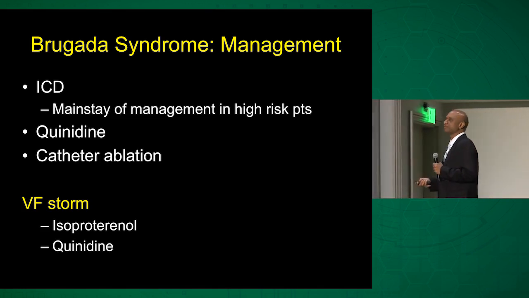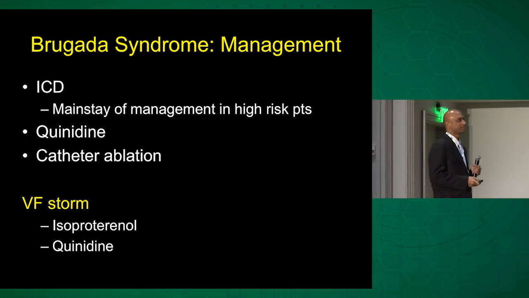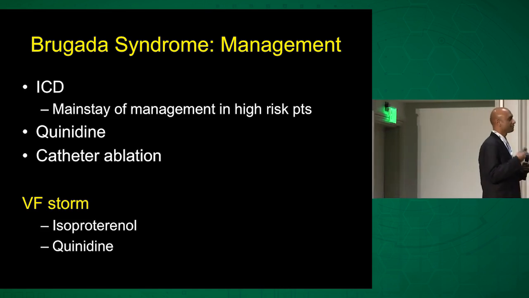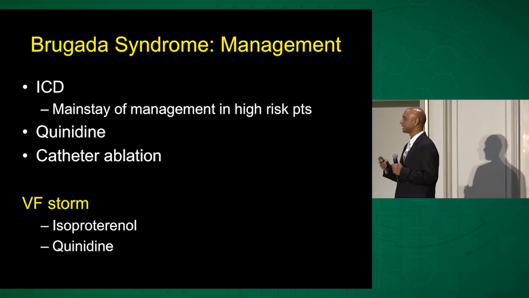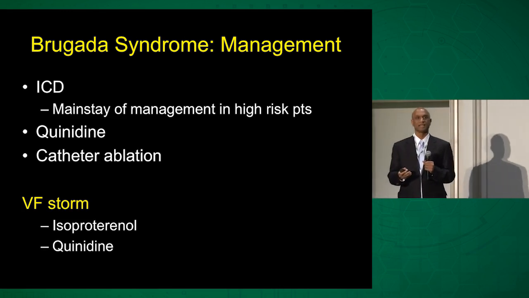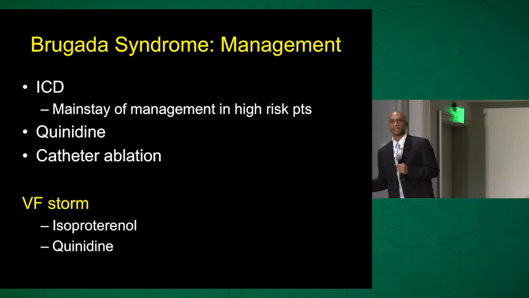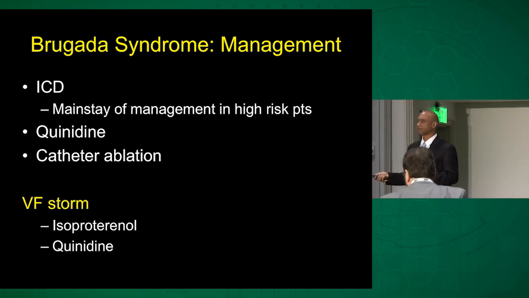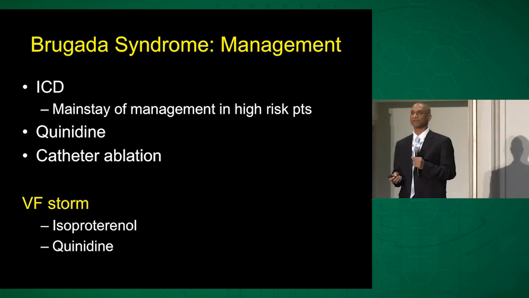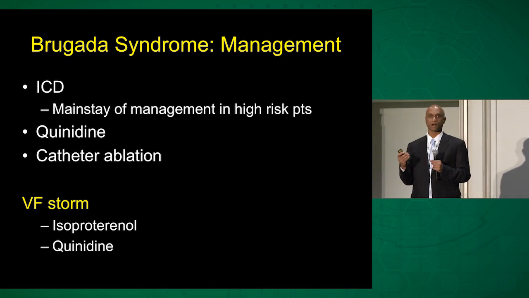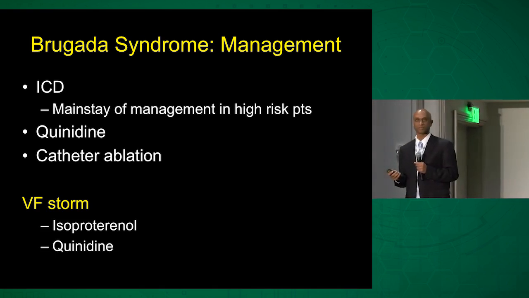The mainstay of treatment for patients with Brugada syndrome is an ICD in high-risk patients. Who gets an ICD? If somebody already has episodes of cardiac arrest or syncope with Brugada syndrome, that's a clear indication for ICD. Patients who are not candidates for ICD or who refuse ICD may be considered for treatment with quinidine. There is also some data about doing catheter ablation in the epicardial right ventricular outflow tract to normalize the ECG and decrease episodes in some patients with Brugada syndrome.